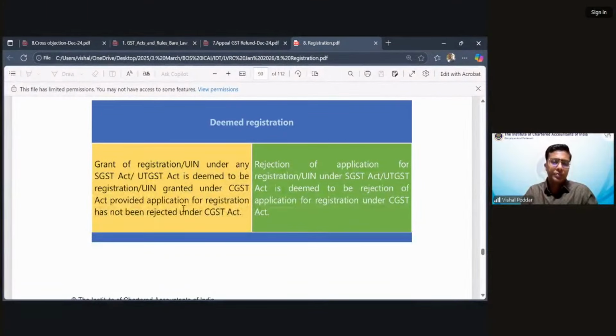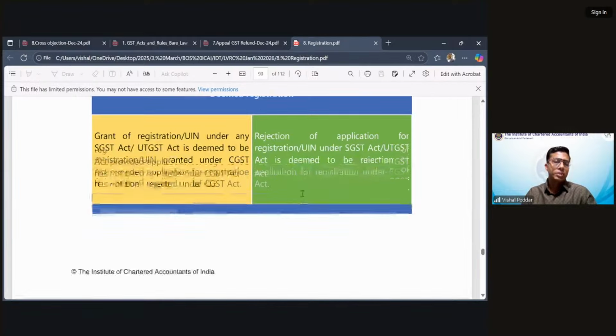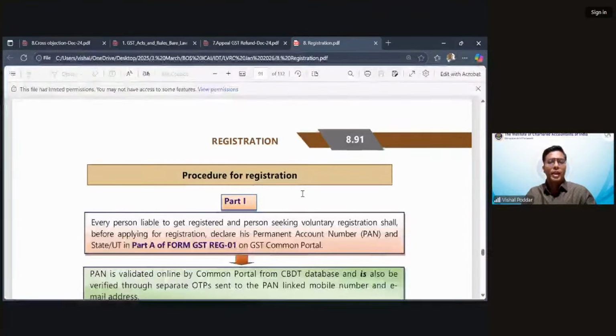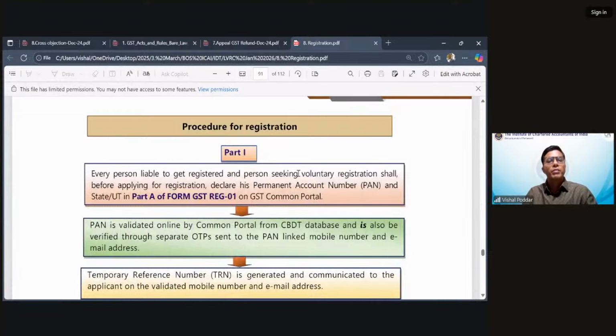Deemed registration. Now, what is deemed registration? The grant of registration, that is GSTIN or UN, under SGST, UTGST is deemed to be the grant under CGST also. It means, we studied this above also, you need not take act-wise registration. So once you are granted registration under one act, it means you are granted registration under all acts. Second, rejection of application of registration under SGST is deemed to be rejection under CGST. So same as grant under one act is equal to the other act, rejection under one act is equal to the other acts.